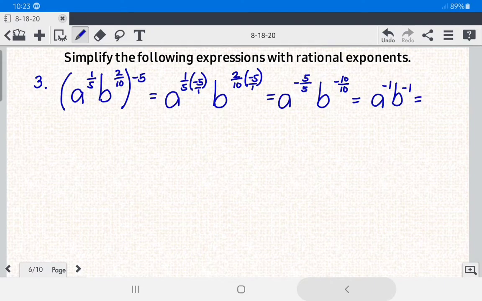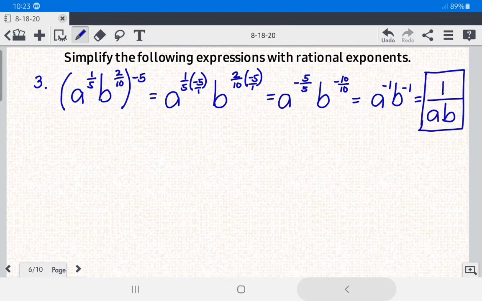So, this is not yet the final answer because the exponent is negative. Since the exponent is negative, we're going to put it here as one of the denominators. Automatically, you write 1 as the numerator. And then, since the exponent of a is a negative number, you're going to make it one of the denominators. So, a. Then, b also. So, the final answer is 1 over ab.